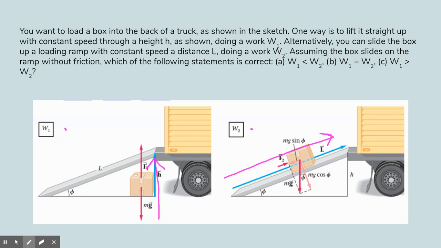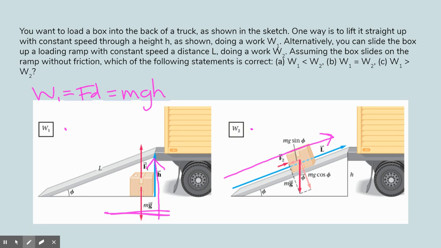So let's think about this. And I will do a little math just to help you understand what's happening. So in this first one, in this picture here, we're going straight up. So we can say our work here for number 1, I'll say work 1, is equal to the force multiplied by that distance. And in our case, our force is going to be equal to the weight, which is mg, and our distance would be h.